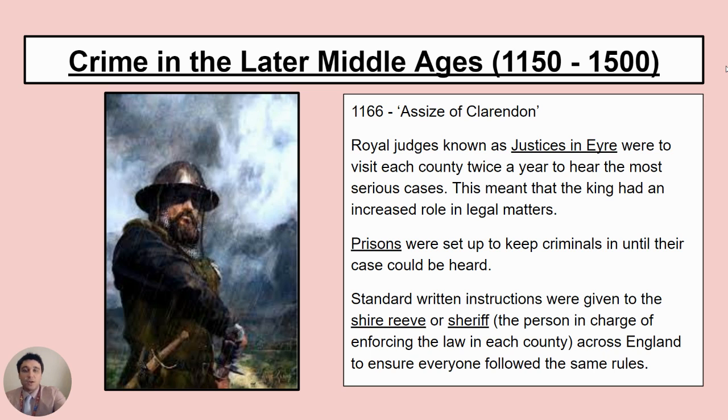Also, Henry wanted to make sure everyone was doing the same thing. And so standard written instructions, like a book of law, were given to the Shire Reeve. This was the person in charge of enforcing the law in every county in England. This made sure that everyone followed the same rules. They were told exactly what to do for each situation. There were no excuses at all. And that term Shire Reeve eventually becomes known as sheriff, which is more common in our language today.